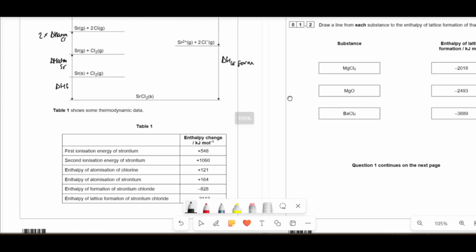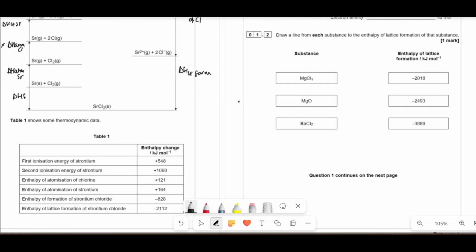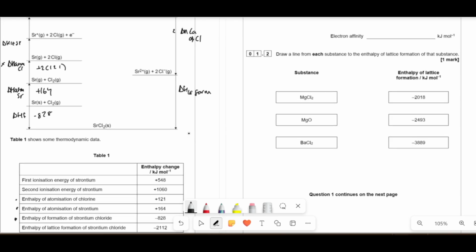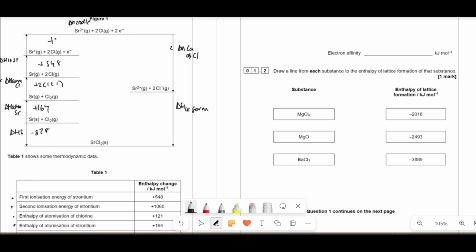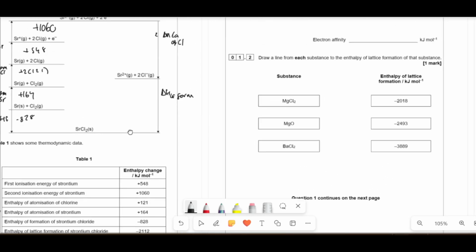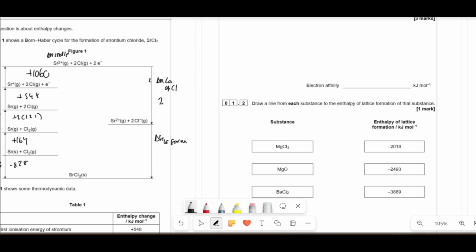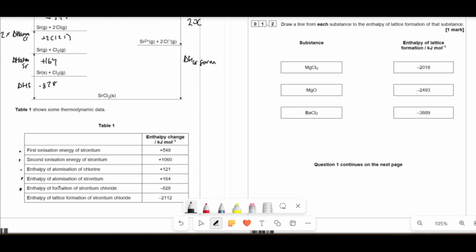Next, what I recommend doing is putting all the numbers in on each arrow, then you know exactly what you're looking for. So the enthalpy of formation is minus 828. That one's dealt with. Then we're looking for the enthalpy of atomization of strontium, which is plus 164. That's done. And then the atomization of chlorine, but there's 2 of them, so it's actually going to be plus 2 lots of 121. That's all good. Then we've got first ionization energy, so that's plus 548. That one's done. Second ionization energy is plus 1060. And then also, we don't know what the enthalpy of electron affinity is, so I'm going to call that 2x. Remember there's 2 of them, and then we've got lattice enthalpy of formation, which is minus 2112.